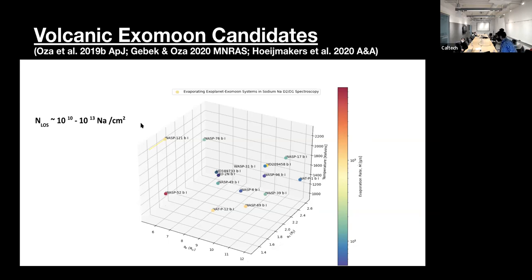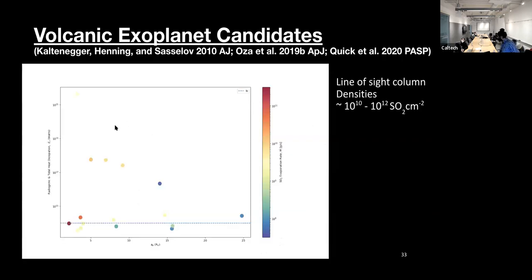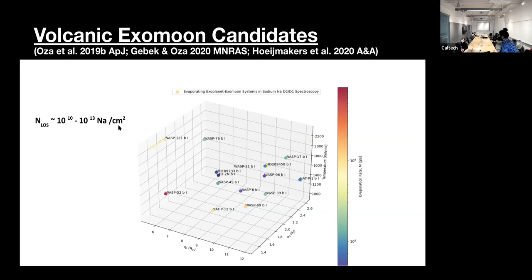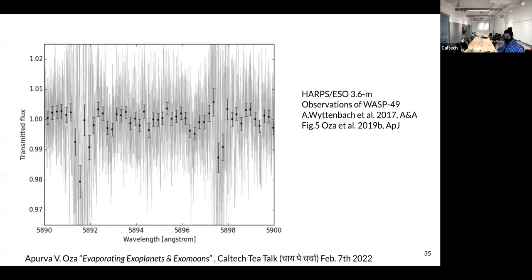And the evaporative column density one can calculate is easily observable, whereas this SO2 column density is a little tougher. Sodium is so bright that this has already been seen, and so it's a question of interpretation. So nevertheless, here's some data. This is from our figure 5 in our ApJ paper, and observations of WASP-49.